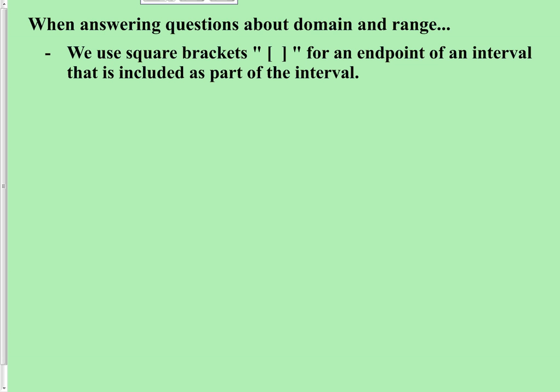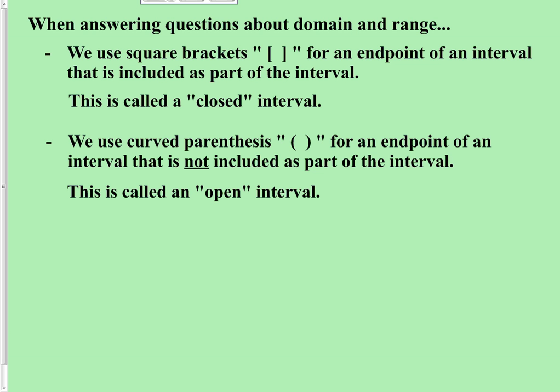Okay, when we're answering questions about domain and range, there are a lot of different notations that show up. Square brackets is one of those. When we announce an interval for a domain or range and we use the square brackets, that is a closed situation, meaning we are announcing the end of the interval, and that end is also included as part of the interval. However, when you see the curved parentheses, we are again announcing the end of an interval, but this end of the interval is not included as part of the interval, so we are talking about an open interval.